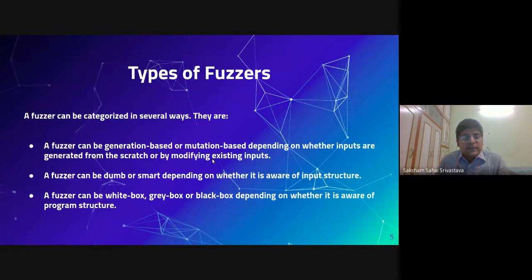Then a fuzzer can be white box, gray box, or black box depending on whether it is aware of the program structure. Program structure includes whether the program has branches, how many if branches, how many for loops, how many while loops, and things like that.